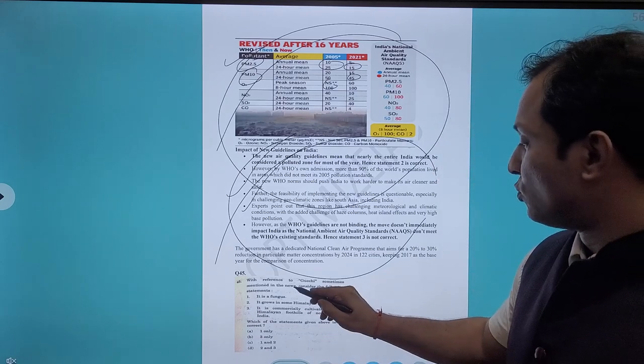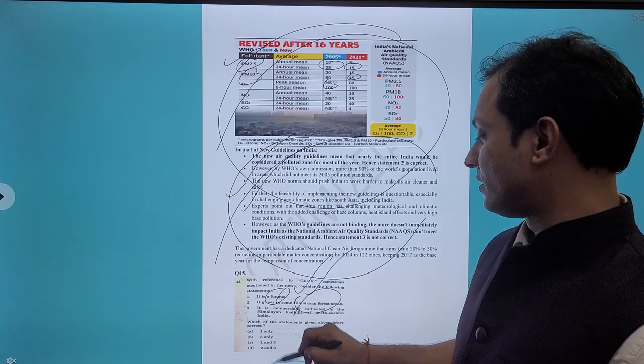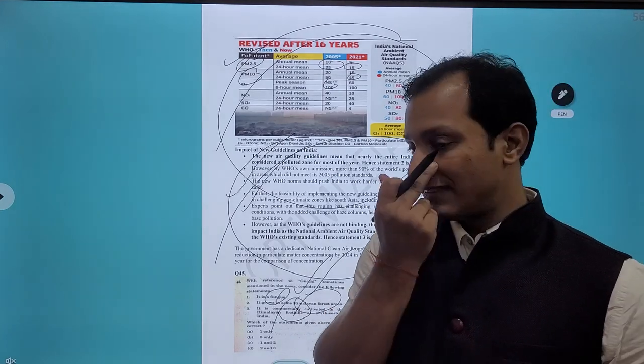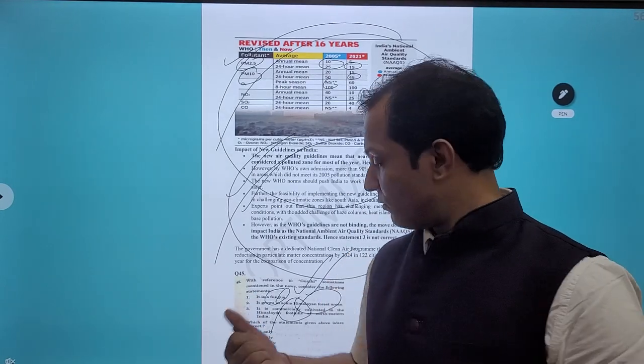Next, you see, Gucchi mushroom. It is a fungus. It is grown in the Himalayan forest. It is grown in the northeast. So exactly, I knew this also. I predicted this also, going to come in the exam.